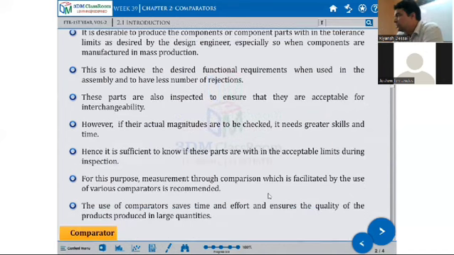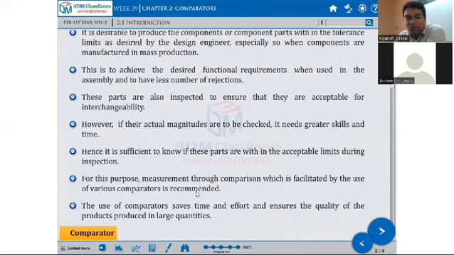This is very important. Whatever the job we are producing, whether it is as per the dimension or not, you have to check. Every job, if you go for proper checking, will take a lot of time. So there are certain things like gauges and all, limit gauges, to check whether the dimension is within the limit or not, acceptable or non-acceptable, whether interchangeable or not. So they are designed. We are in the developing stage. Hence, it is sufficient to know these parts are within the acceptable limit during the inspection.